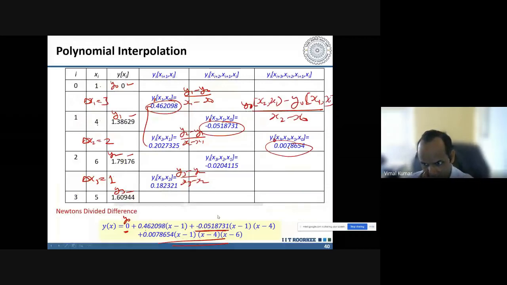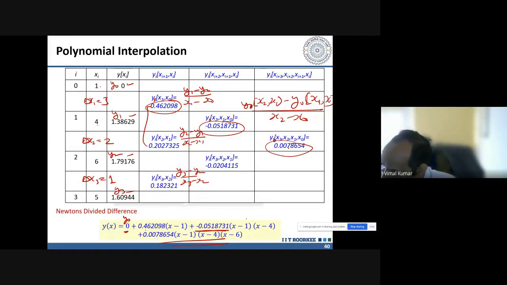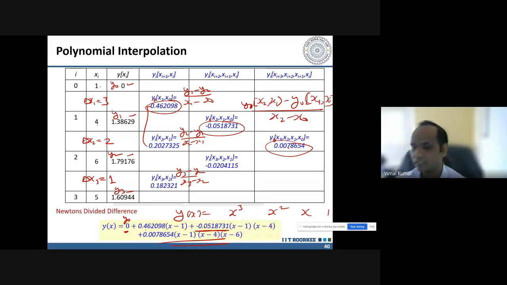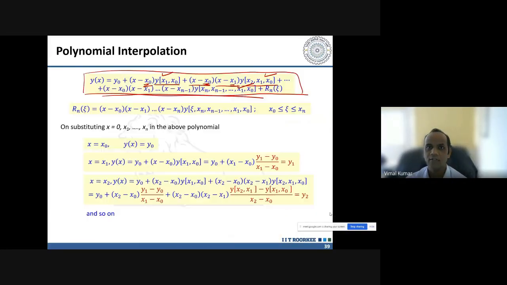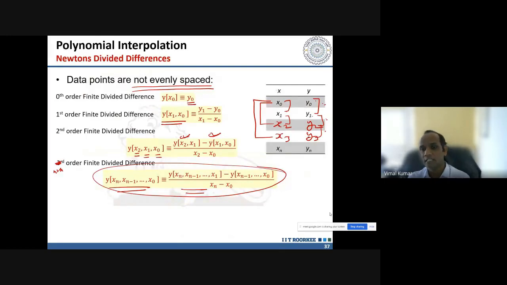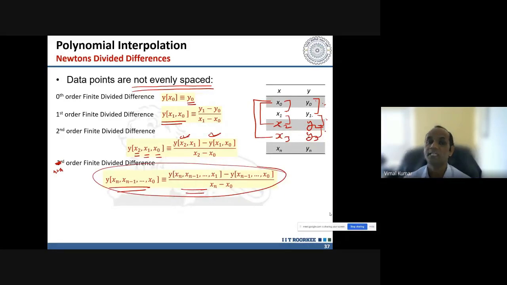Okay, I don't have that polynomial here actually. Though if I just simply multiply this equation, I'll get again a polynomial in the form of something like y of x is equal to x cube, x square, x, and some coefficient. So this is for unevenly divided points, or let's say not evenly spaced points. So we are developing a polynomial for evenly spaced points and not evenly spaced points.